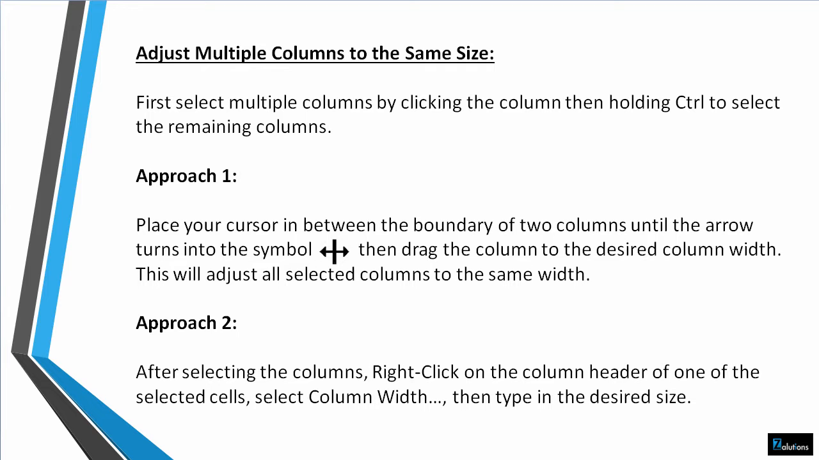If you want all columns to be the same size and you know the desired size, then after selecting the columns you want to adjust, right-click on the column header and select Column Width. Then type the desired size and hit Enter.